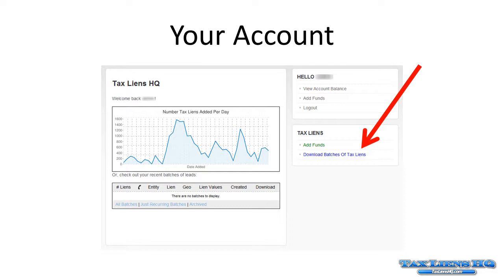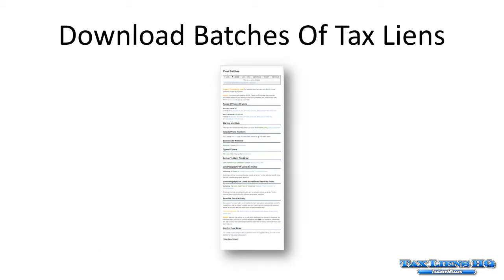You'll notice that it shows you the chart of the number of tax liens that have been added to the system by day. Beneath that, it's going to show you a list of all the different batches that you can download of the tax liens. Right now, we're going to focus on the blue link that has the big red arrow that says Download Batches of Tax Liens. Once you click on that, you're going to have a page that looks sort of like this.